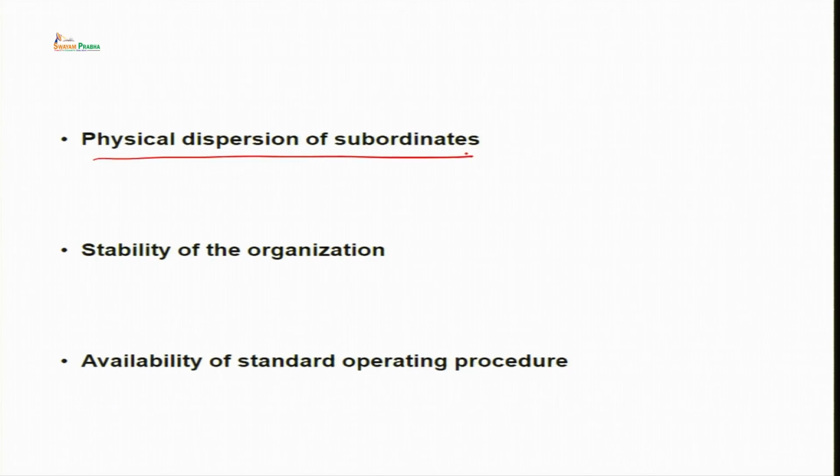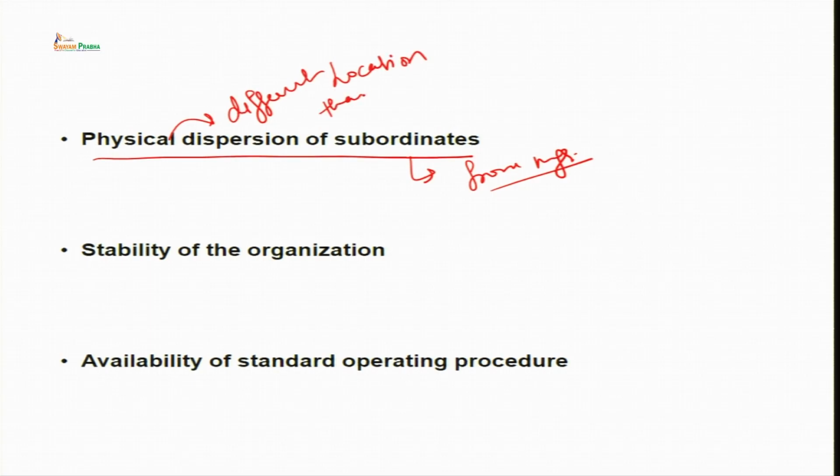Physical dispersion of the subordinates. Under this, the subordinates can influence the span of management of an organization when they are physically dispersed from the manager. Now, what do we mean by physical dispersion? This means they are located at a different geographic location than the manager. They are apart from him, and thus close supervision is very difficult to handle when they are at different locations.